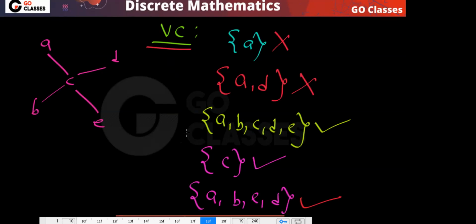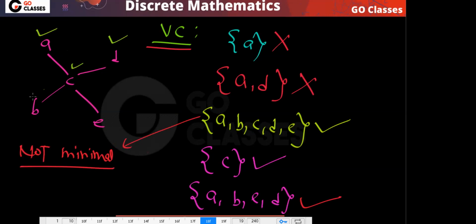Tell me one thing. Is this minimal? Can I say this is minimal? This is not minimal. Why is this not minimal? See, for example, if one security guard is here, here, here, here, are they minimal? No, you can remove something. You can remove this C. So this is not minimal, I can say.